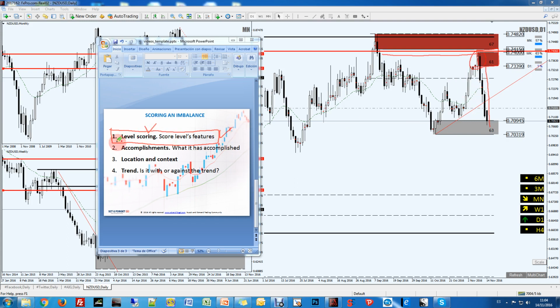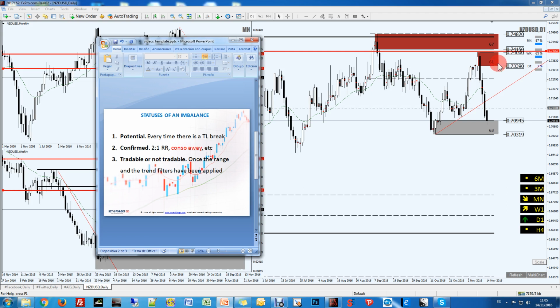Okay, accomplishments. We already know that it removed this area of demand and it broke the trend line. It will break the trend line. Okay, it is now a potential, it is not a potential level, it is confirmed already. Okay, why? Because it breaks the trend line, but it also now removed an opposing area. So now it's confirmed to 2-1, consolidation away, etc. So that one is already confirmed. Is it tradable? We will see now when we end up our scoring.